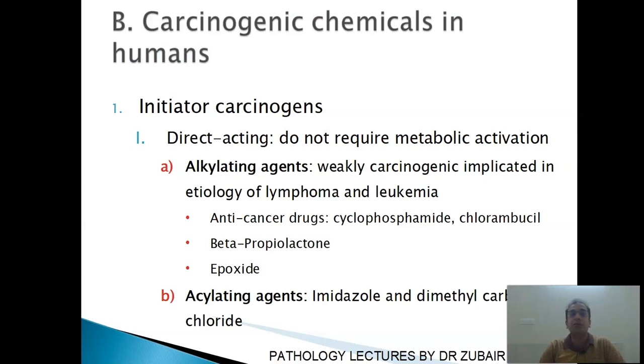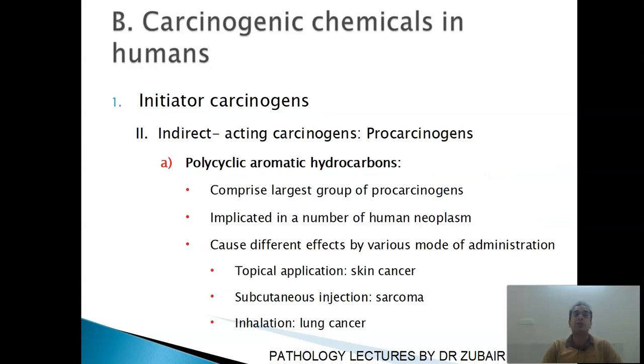In the initiator carcinogens, we have the direct acting, which do not require metabolic activation, like alkylating agents. They are weakly carcinogenic, implicated in the etiology of lymphomas and leukemias, and include anticancer drugs like cyclophosphamide, chlorambucil, beta-propiolactone, epoxides, and acylating agents like imidazole and dimethylcarbamyl chloride. The indirect acting initiator carcinogens are also called the procarcinogens. They comprise a large group implicated in a number of human neoplasms and cause different effects by various modes of administration.